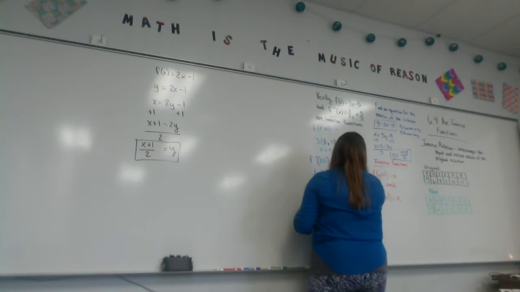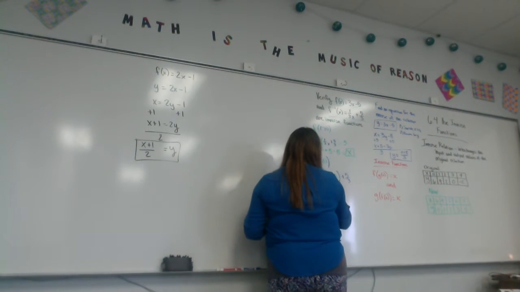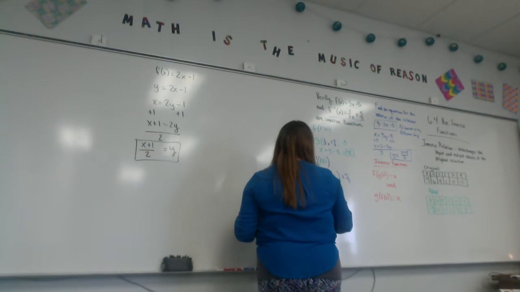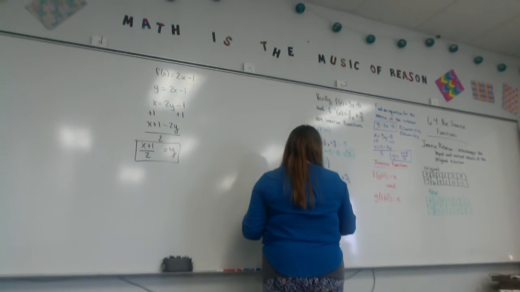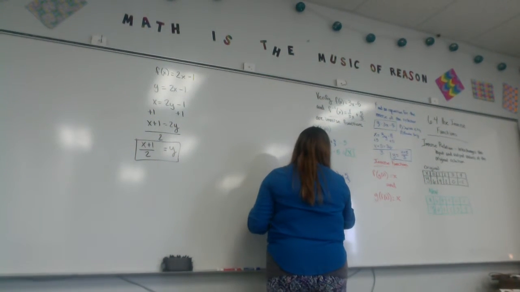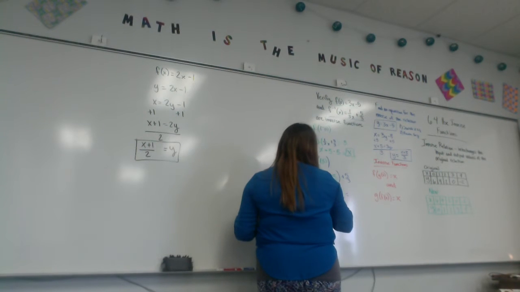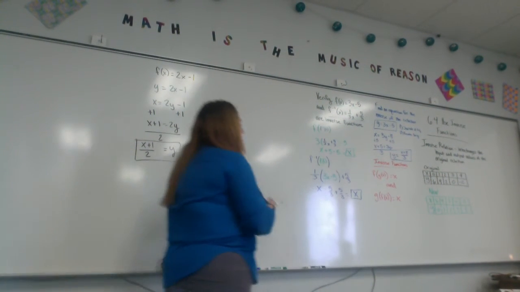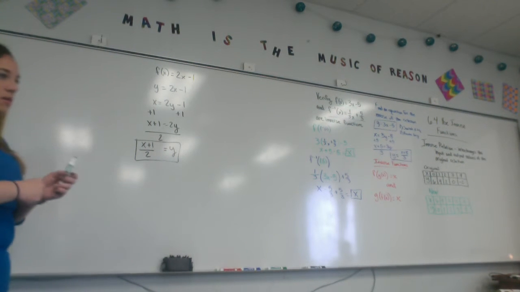What is 1/3 times 3x? X. The 1/3 and the 3 cancel. What's 1/3 times negative 5? Negative 5/3. Plus 5/3. And x minus 5/3 plus 5/3 gives me x. So those are inverse functions of each other.